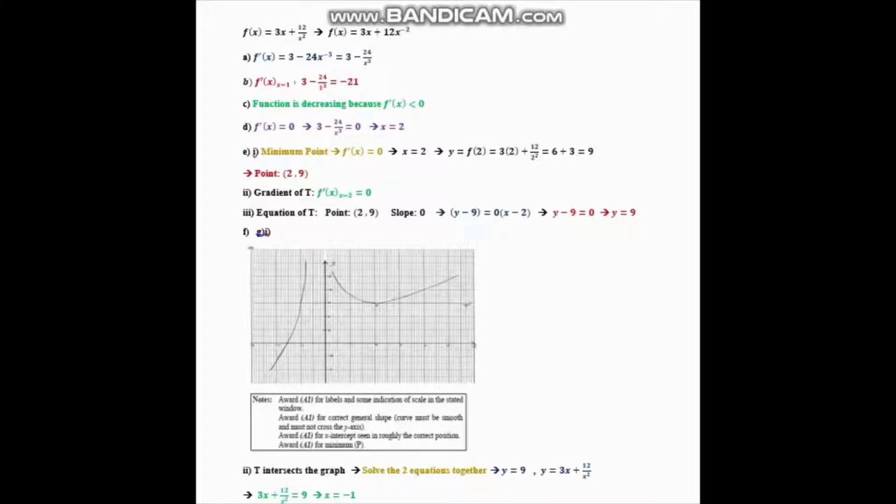So minimum point, hence f dash of x equals 0, and from the last question I know that this corresponds to x equals 2, so this is my x coordinate. In order to get the y, I simply plug x equals 2 into the original function, and this gives me 3 times 2 plus 12 over 2 squared, which is 9. Hence my minimum point exists at point 2, 9.